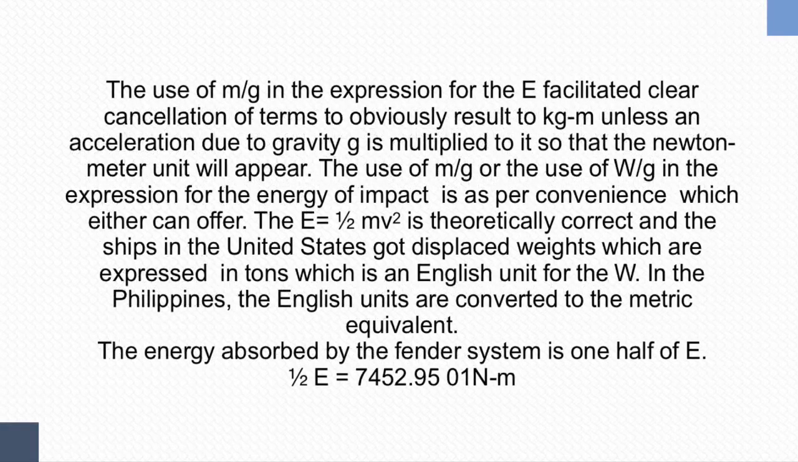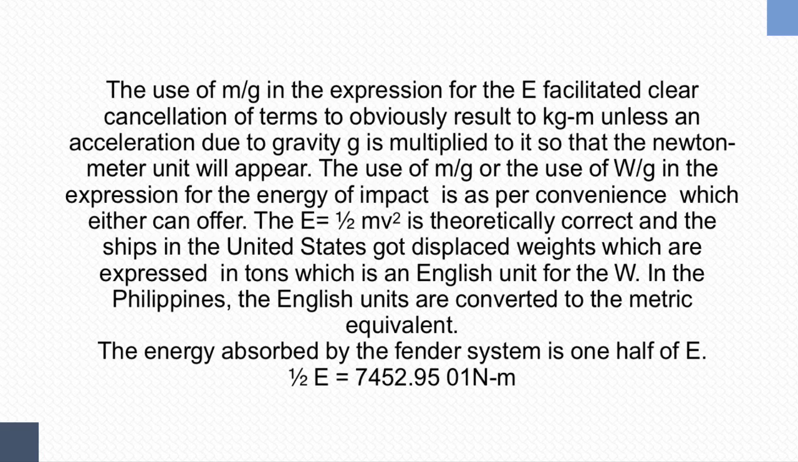The use of M over G in the expression for the E facilitated clear cancellation of terms, obviously resulting in kilograms per meter, unless the acceleration due to gravity, which is G, is multiplied to it so that the newton meter unit will appear. The use of M over G or the use of W over G in the expression for the energy of impact is a matter of convenience, as either can be used.